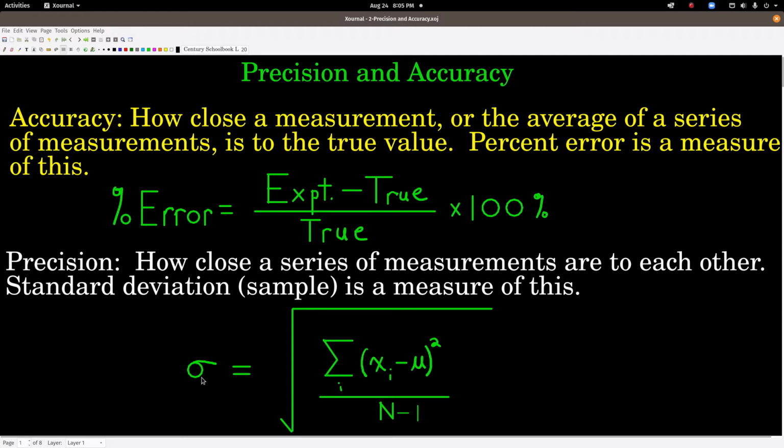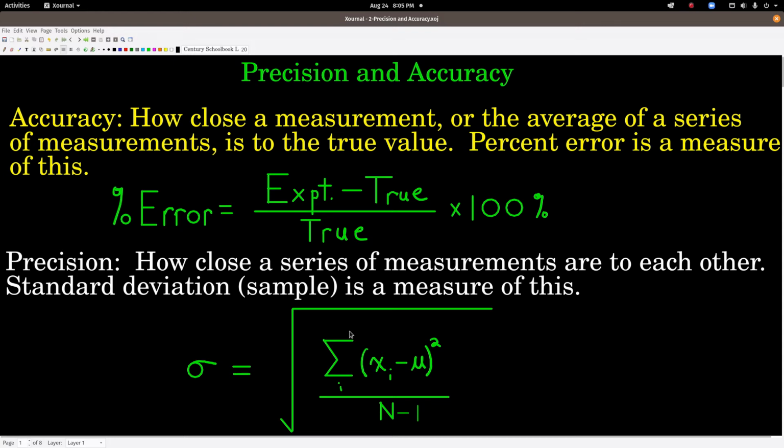So sigma stands for standard deviation, and it's equal to the square root of the sum of each of the individual measurements, that's our x sub i, minus the average. Mu stands for the average. The difference between the one measurement and the average, squared, plus, the sum means add them up, plus the second value minus the average, that squared, plus the third minus the average squared, and so on, all divided by the number of measurements minus 1.